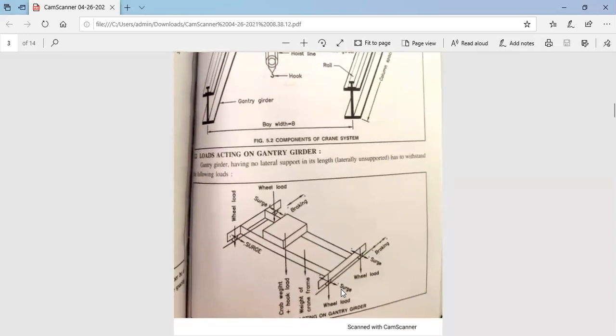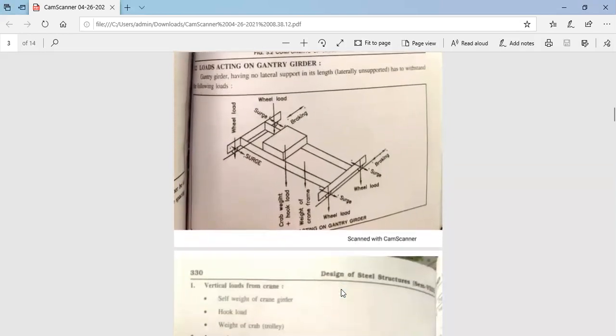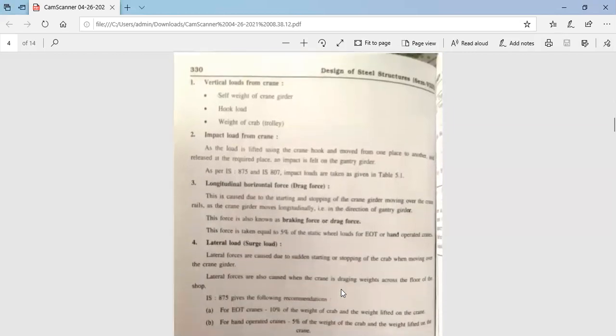There are some loads acting on the gantry girders. Gantry girders having no lateral supports along their length have to withstand the following loads: wheel load, braking, surge, crab weight plus hook load, weight of crane frame. What are the vertical loads from the crane? The self weight of the crane girder, hook load, and weight of the crab. Second is impact load from the crane. As the load is lifted using the crane hook, moved from one place to another and released at the required place, an impact is felt on the gantry girder.